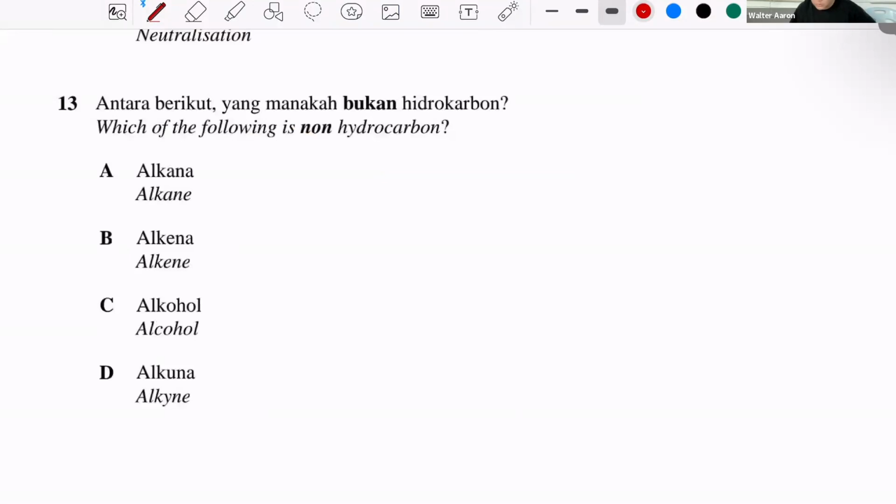Which of the following is non-hydrocarbon? So hydrocarbon refers to what? Refers to compounds which contain carbon and hydrogen only. Okay, carbon and hydrogen only. So if you see properly, alcohol has a general formula of CnH2n+1OH. While alkane, alkene, alkyne, if you see properly, they all have only hydrogen and carbon.